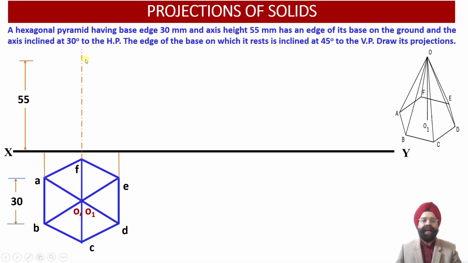The moment we mark this axis height, we can locate a point corresponding to the apex, that is point O, onto the axis line over here. So now we can join this apex point with A dash and B dash, as well as with D dash and E dash over here.